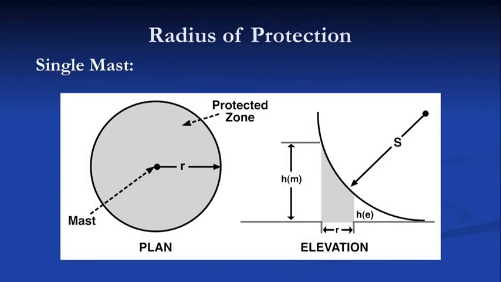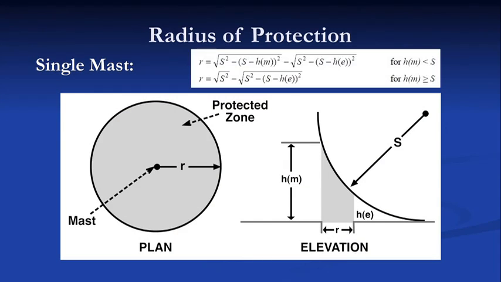For example, here's the formula for a radius of protection provided by a mast. Now you can see here that we have two different formulas. If the mast is greater than your strike distance, again, as the mast height gets taller and taller, it doesn't affect your radius of protection. Again, we're not going to go too deep into the formulas. Just wanted you to see them here.